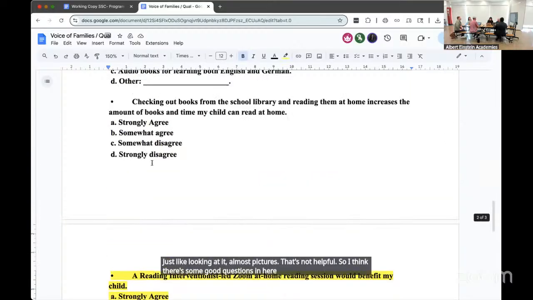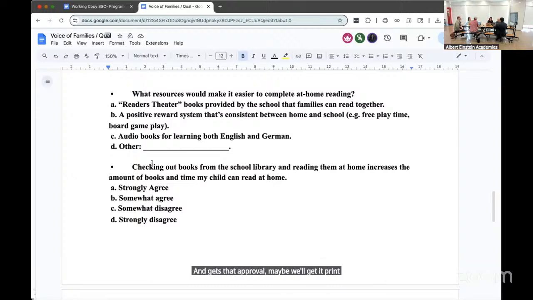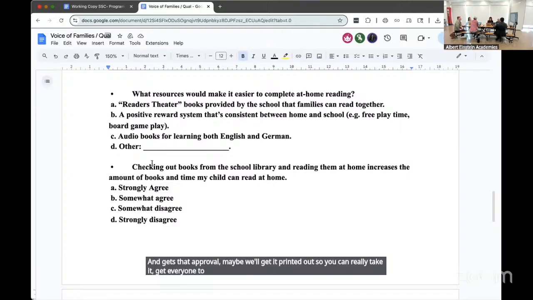So let's take an action to slim it down a little bit. Lucas, if you want to take that, and then we can get it circulated, and we will ask that Jose takes it to the leadership meeting and gets that approval. Maybe we'll get it printed out so everyone can see we think this is good to get out.